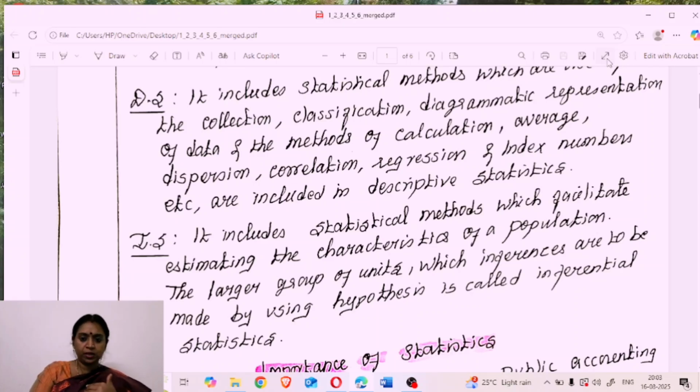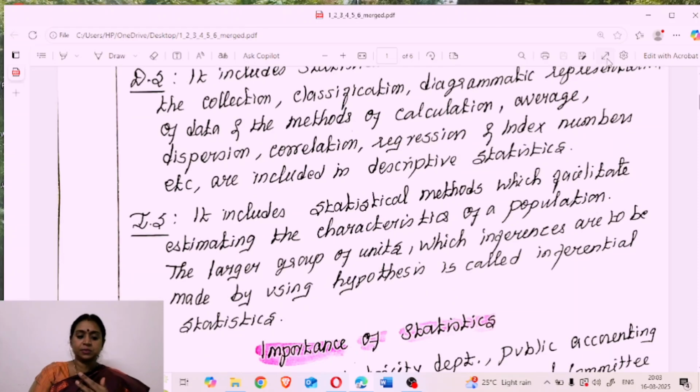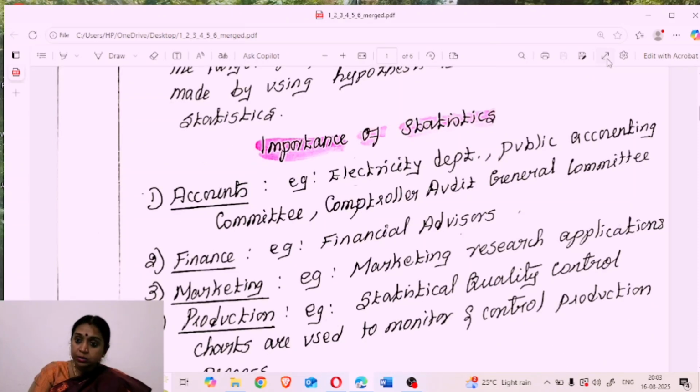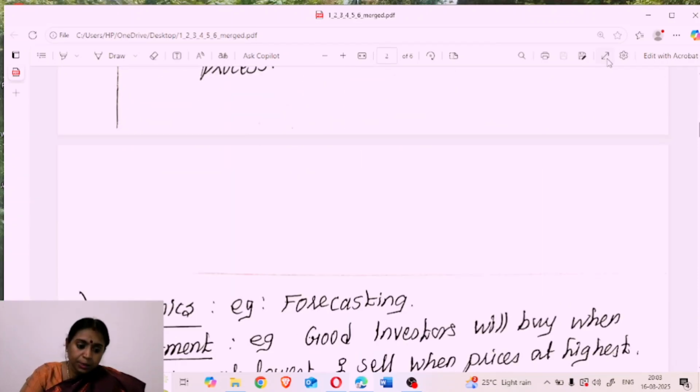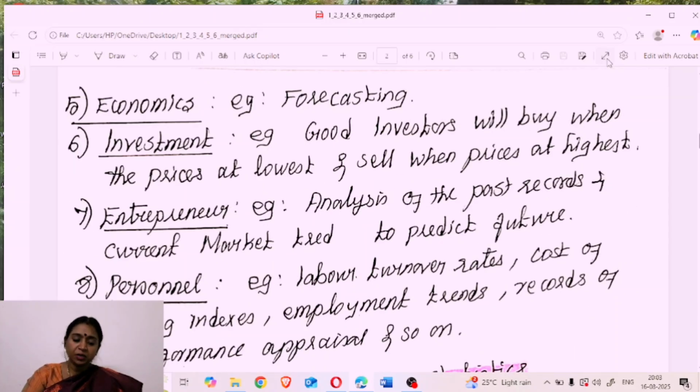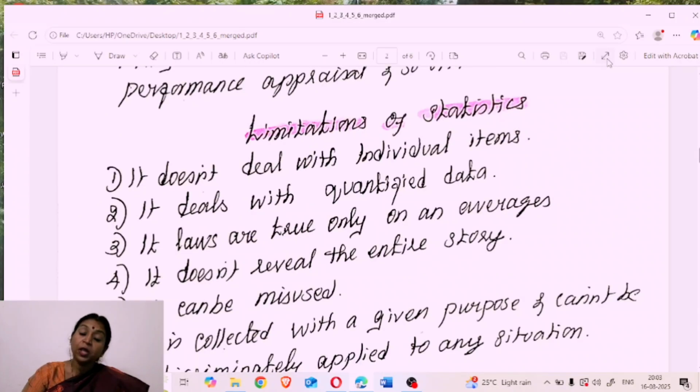Then why should we study statistics? Where is it useful? It is useful in all the places, invariably. It is used in the accounts department, finance department, marketing department, even in production. In production, a statistical quality control chart we can do by using statistics. And in economics, forecasting by using regression method, investment procedure, entrepreneurship, and the personnel department for labor turnover rate calculation, it is useful.